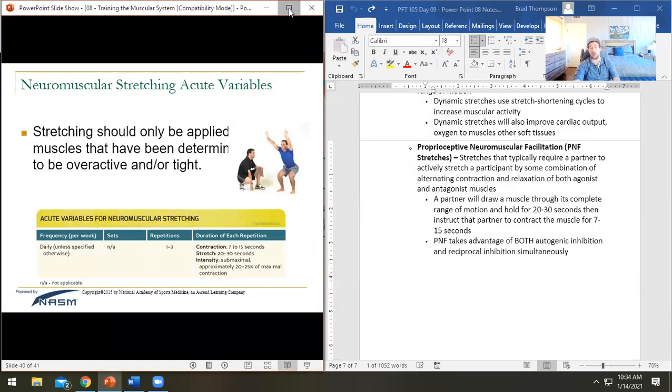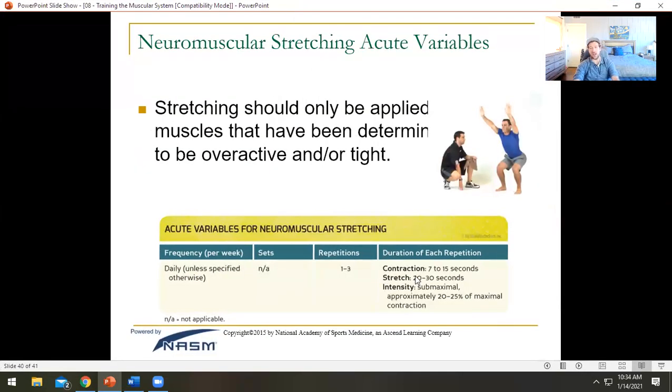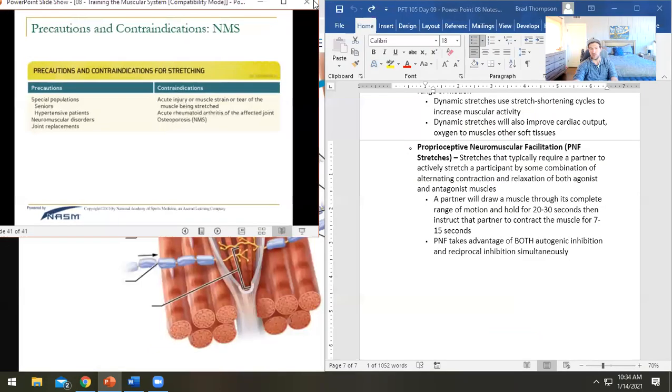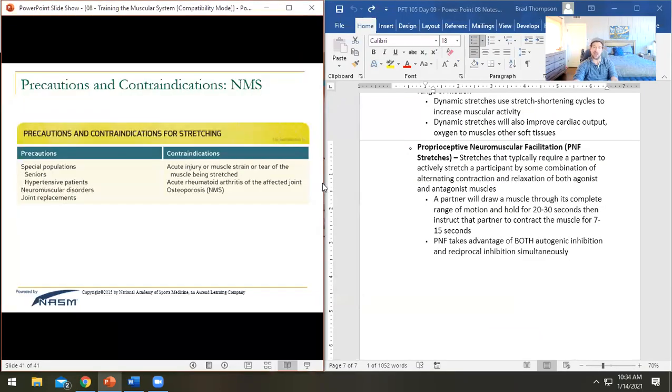Right. So with neuromuscular stretching or PNF stretching, your contraction is about 7 to 15 seconds. Your stretch is 20 to 30 seconds. Don't squeeze too hard. And you're going to do anywhere from 1 to 3 reps of that. You shouldn't be doing this with certain clients. If they have an acute injury in the area, if they have a pulled muscle or something like that, don't do this kind of thing.